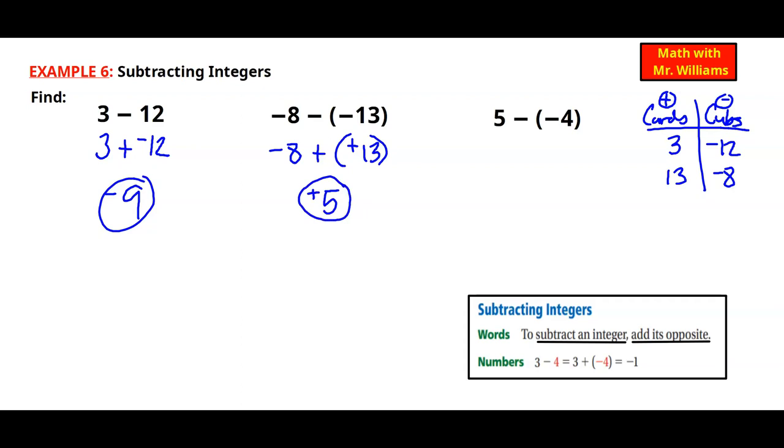All right, lastly, we have 5 minus a negative 4. So we have 5. Adding the opposite would be plus a positive 4. If I put these both down, I can see that it would be 5 and then another 4. There's nothing on the Cubs side. So we just add these two up. So 5 plus 4 would get me 9, and they're both positive. So a positive 9 for my last answer.